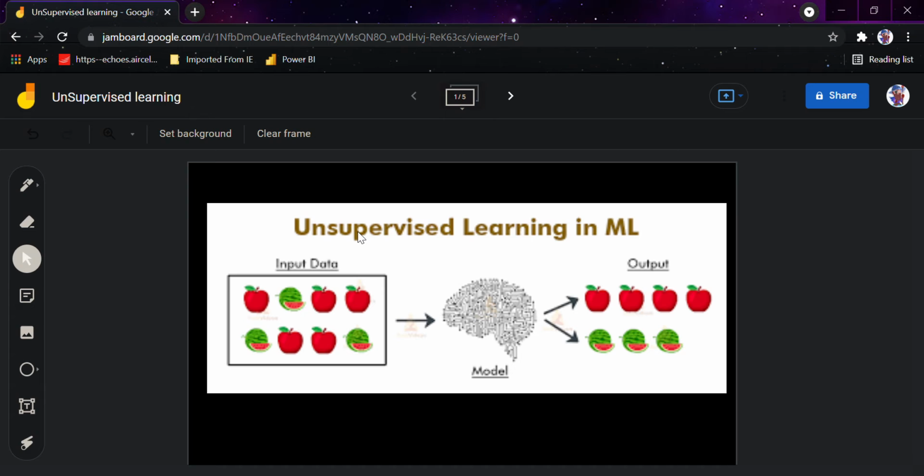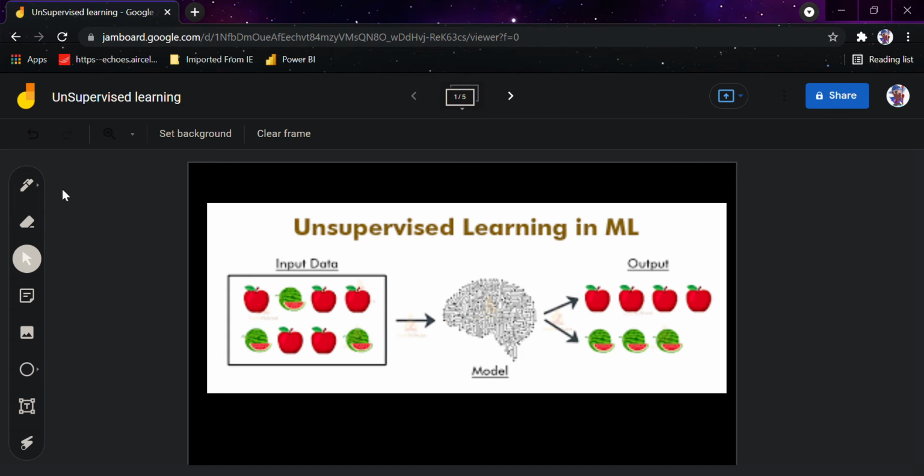In supervised learning, you must be remembering the training data set that is fed to the algorithm includes the desired solutions called labels. We are giving the labels in the data to the model, saying these are the things and these are the labels, and from that the algorithm learns. But in unsupervised learning, the training data is unlabeled. The system tries to learn without a teacher.